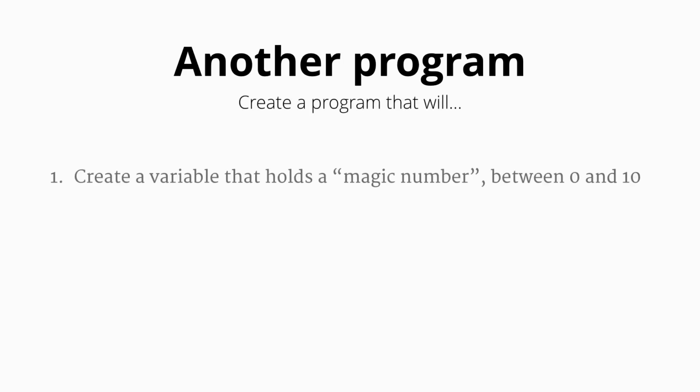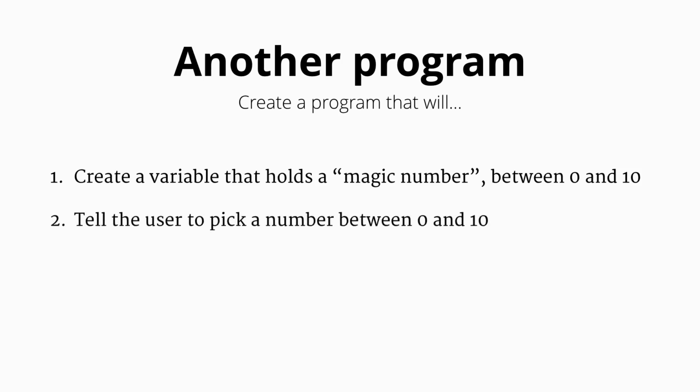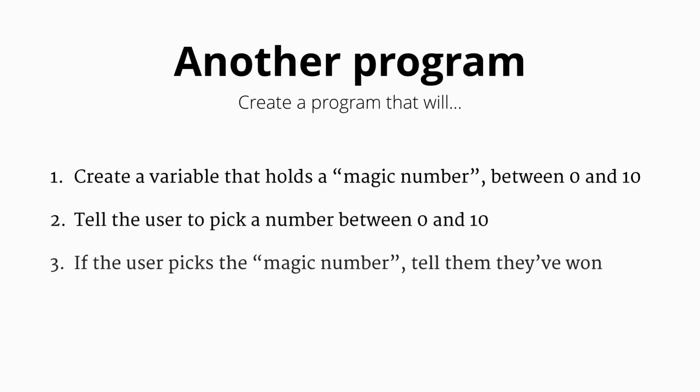So here's your challenge, your assignment. Create another program that will create a variable that holds a magic number between 0 and 10, or indeed any range that you want. Then tell the user to pick a number between 0 and 10, and if the user picks the right number, tell them they've won, and if not, tell them to run the program again. Fairly simple, lottery-like program that nevertheless will use nearly all of the concepts that we've studied in this section.